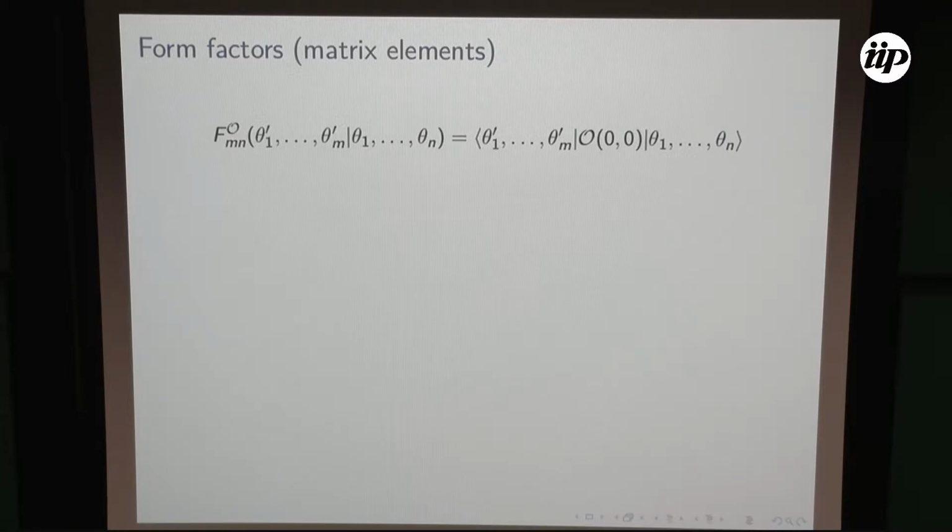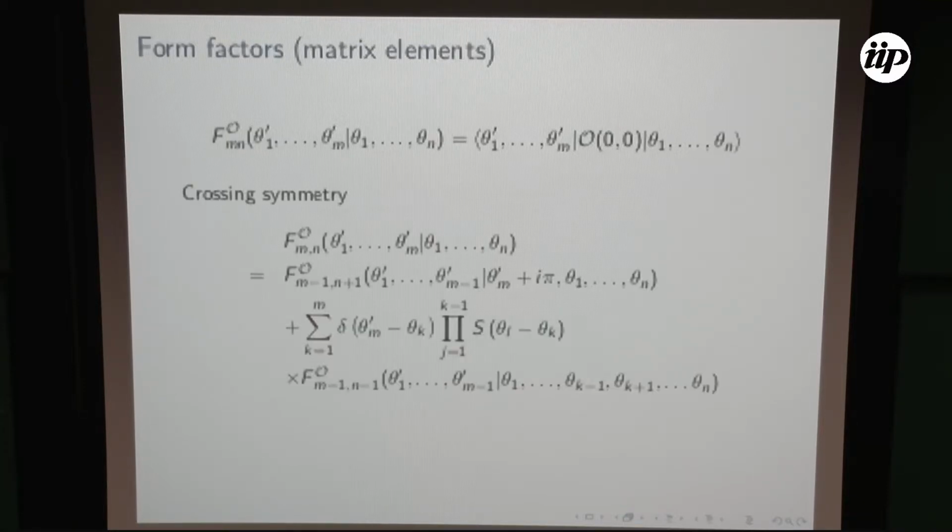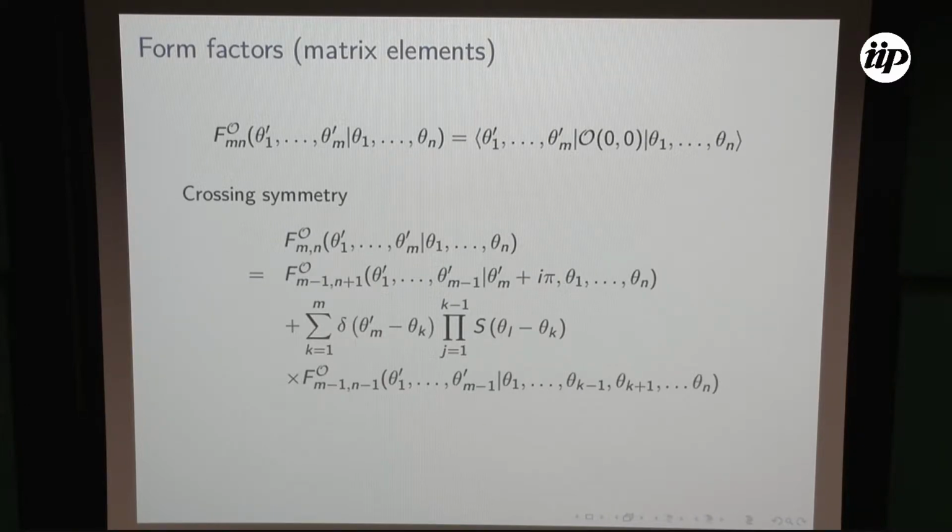An important property of these form factor functions is the crossing symmetry, which lets you relate a form factor with n incoming and m outgoing particles to other form factors with one less outgoing particle but one more incoming, when the rapidity is shifted by i pi. That's how you cross an outgoing particle to the incoming side. But you can have disconnected terms when any of the rapidities of these crossed particles coincide with the original ones, and then the residue is also a form factor with fewer particles.